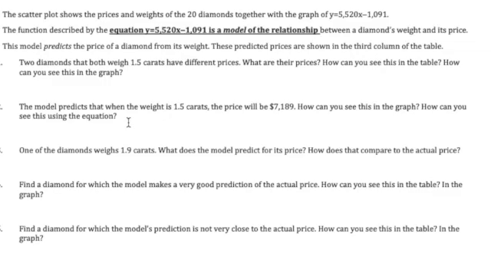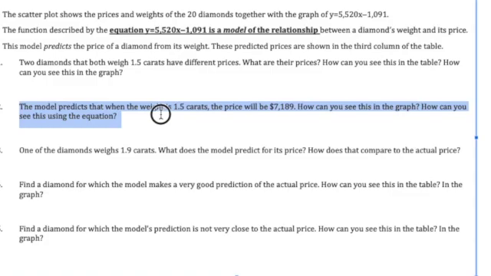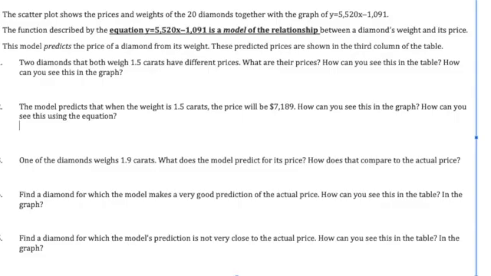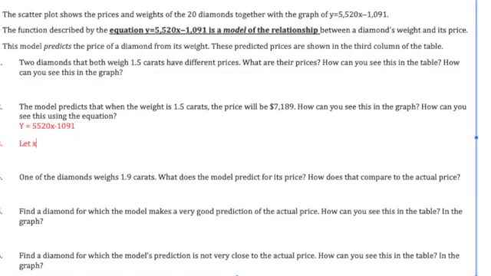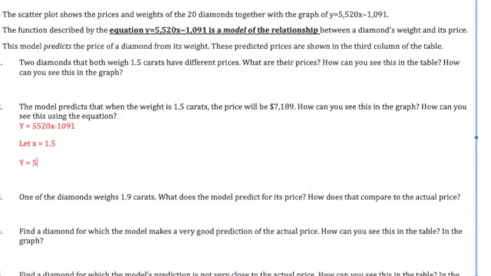Okay, let's see. So the model predicts that when the weight is 1.5 carats, the price will be $7,189. Where do I see it in the graph, and where do I see it using the equation? So in the equation, I could do, and I'll do this in red, y equals 5,520x minus 1,091. And I could see that by letting x be 1.5 for 1.5 carats. And then I do the math. So I could say y equals 5520. And of course you have a calculator, you have a computer. And I just do the math.